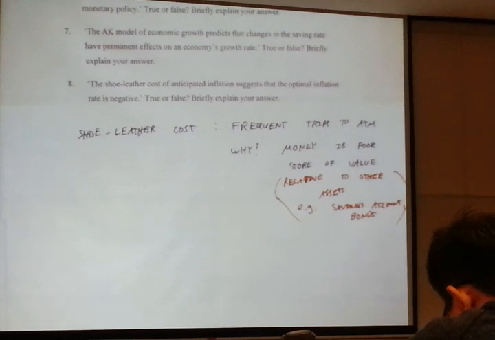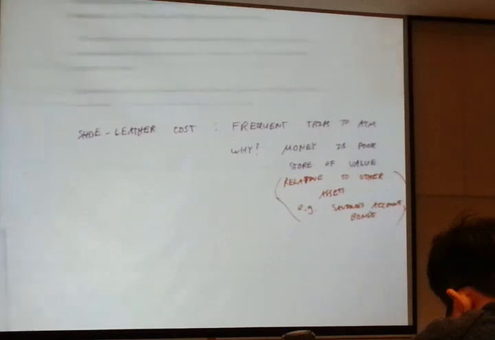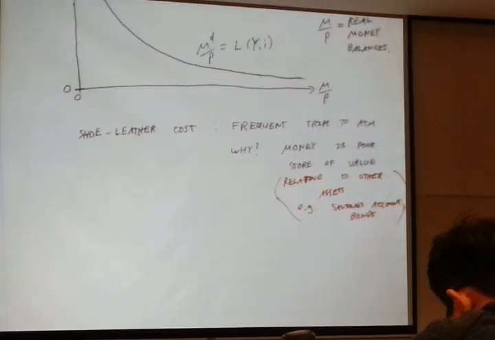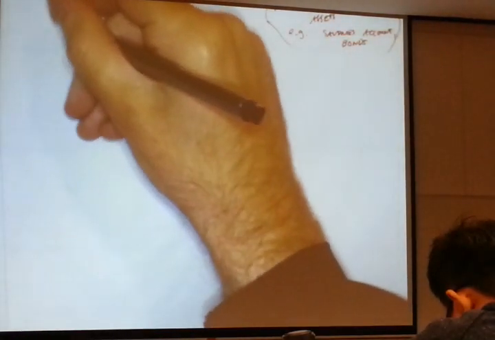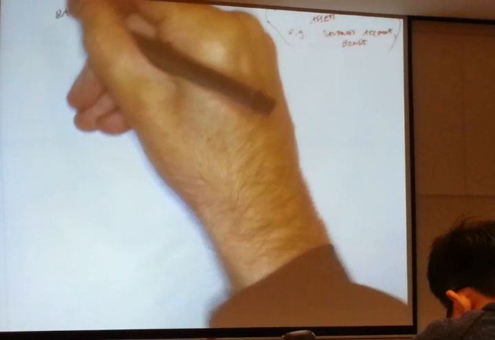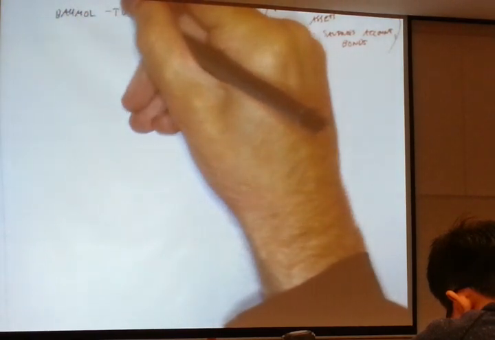Of course, there might be all kinds of reasons why you might aim for one inflation rate or another, but you've got to focus when you answer a question. Here the question is, what do shoe leather costs have to say about what the optimal inflation rate is? The claim is it's negative. So let's think quickly about that. So let's think about money demand. Think of the Baumol-Tobin model, for instance. I'm not going to go through it, but this is a good model to have in your mind when you're thinking about this question. The shoe leather cost is very much like the transaction cost that you see in the Baumol-Tobin model.